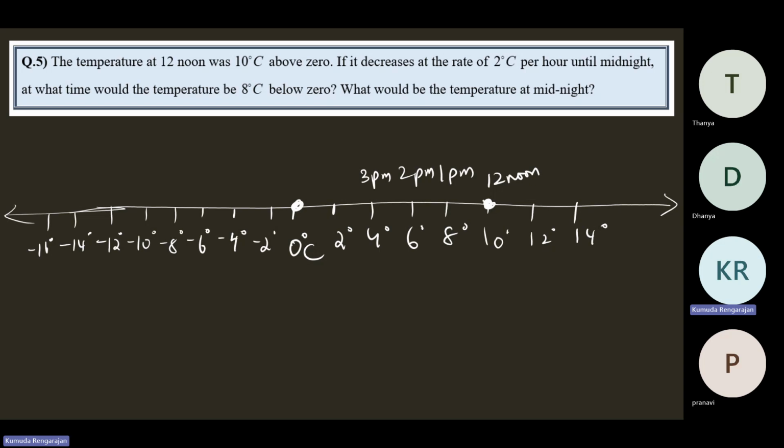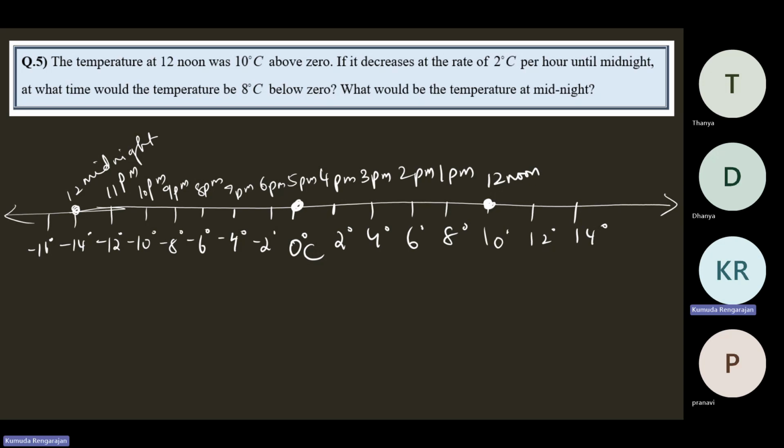So now this is 12 o'clock in the afternoon. Then at 1 o'clock, from 10 degrees, it's 8 degrees. Then at 2 o'clock, from 8 degrees, it becomes 6 degrees. It's falling by 2 degrees. Then this is at 3 o'clock, 4 p.m., 5 p.m., 6 p.m., 7 p.m., 8 p.m., 9 p.m., 10 p.m., 11 p.m., and this at 12 midnight. So at 12 midnight, what are the questions?